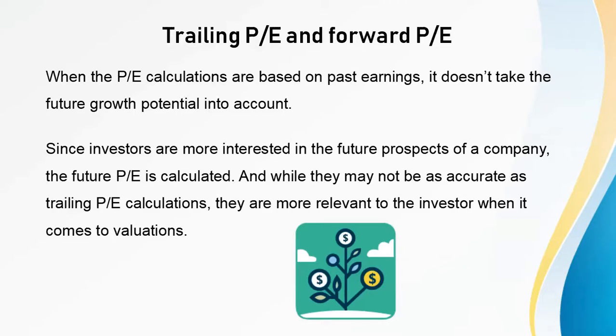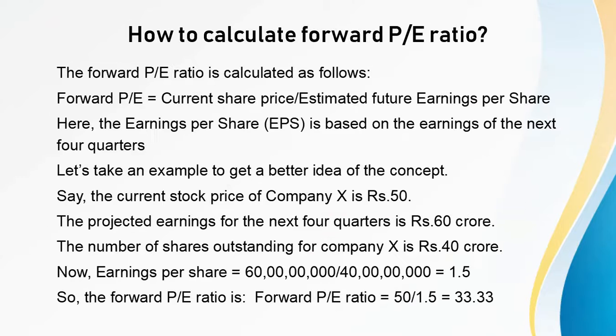When the PE calculations, that is the forward earnings ratio calculations, are based on the past earnings, it doesn't take the future growth potential into account. Since investors are more interested in the future prospects of a company, the future PE ratio is calculated. And while they may not be as accurate as the trailing PE ratios, they are more relevant to the investor when it comes to valuations.